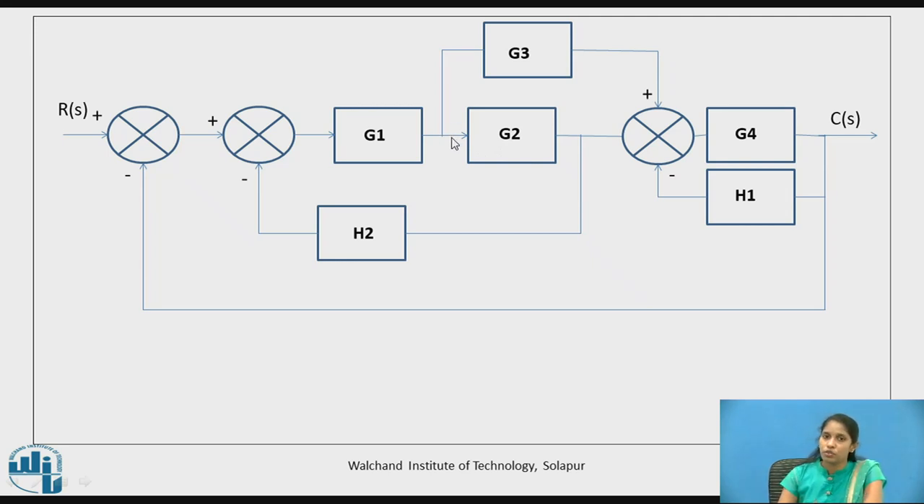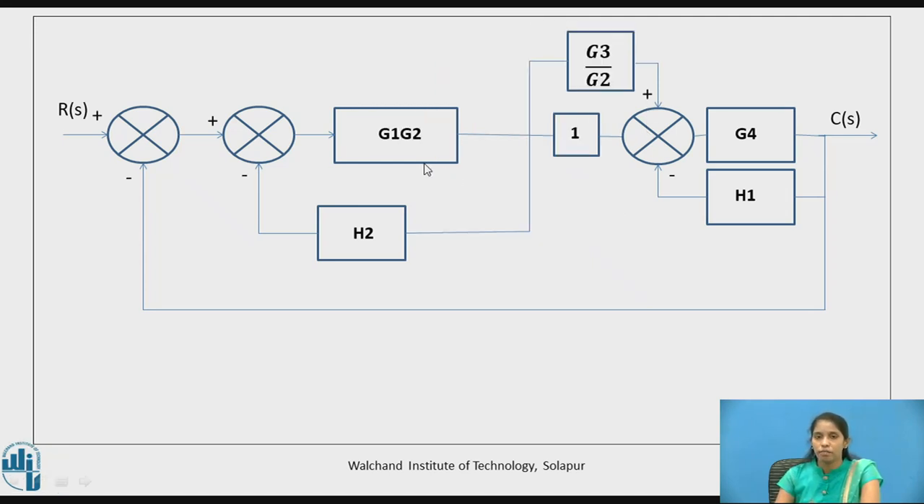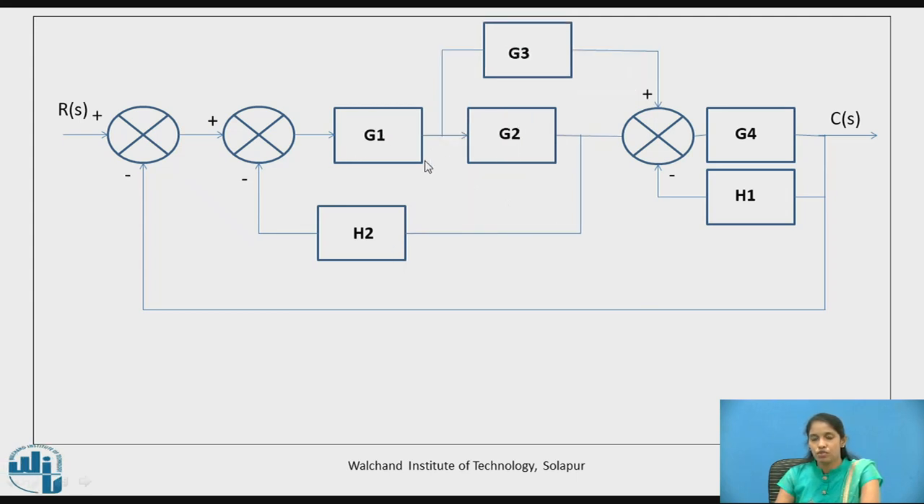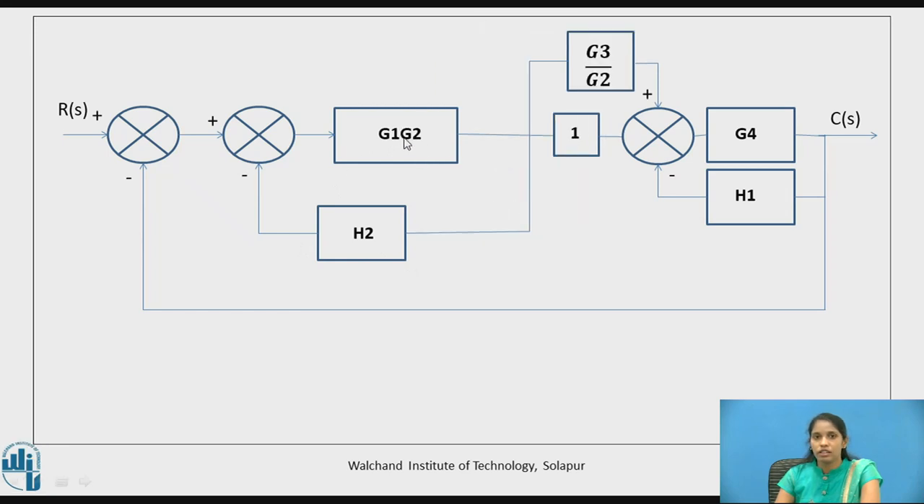That's why I need to shift this takeoff point after G2. So the next step shows that after this takeoff point is shifted, G1 and G2 will be in series. That's why they are converted into G1 G2. As the takeoff is shifted, we have added a block with 1 by G2 gain. So now this is over.